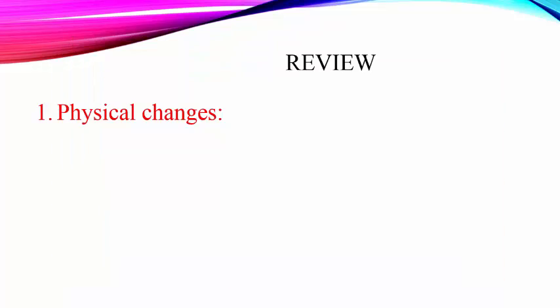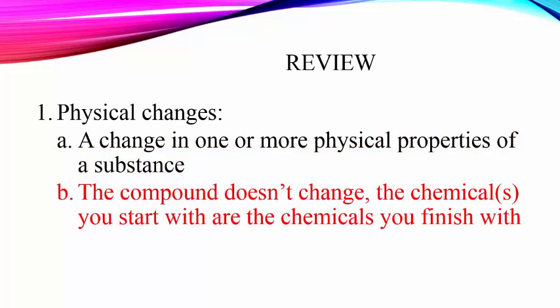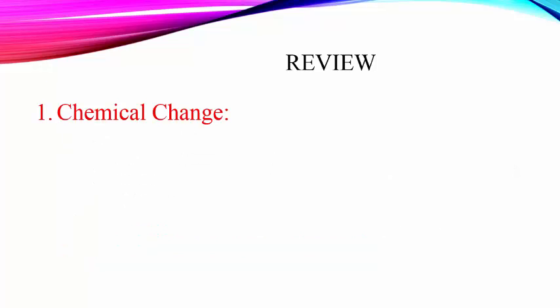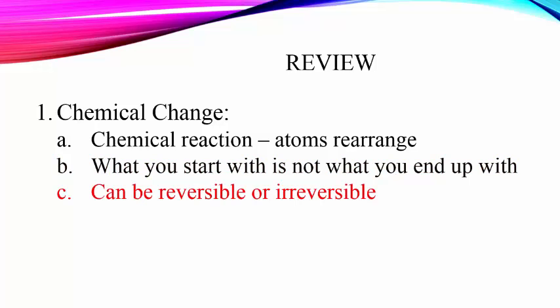So, quick review. Physical change is when you change one or more of the physical properties of a substance, but the compound doesn't change. What you start with is what you finish with from the molecular/atomic viewpoint. These can be reversible or irreversible, but still be physical changes. A chemical change is essentially a chemical reaction. Chemical property, the ability to undergo a reaction. Chemical change, undergoing the reaction. What you start with is not what you end up with. You get a new set of chemicals with totally different chemical properties from the originals. And these chemical changes can be reversible or irreversible.